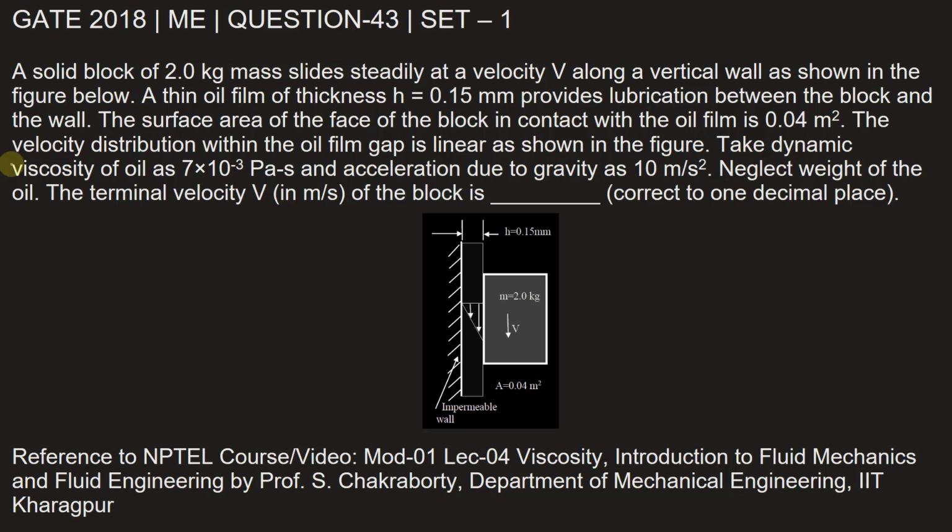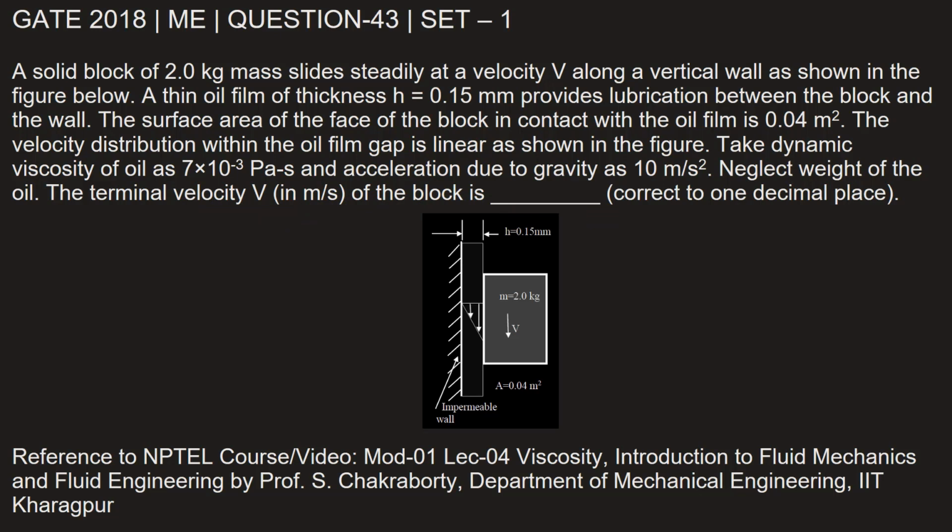Take dynamic viscosity of oil as 7 into 10 to the power minus 3 Pascal seconds and acceleration due to gravity as 10 meter per second square. Neglect weight of the oil. Terminal velocity v in meter per second of the block is dash.